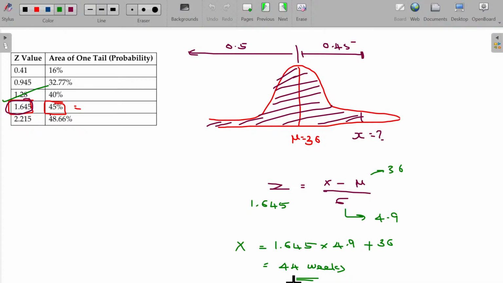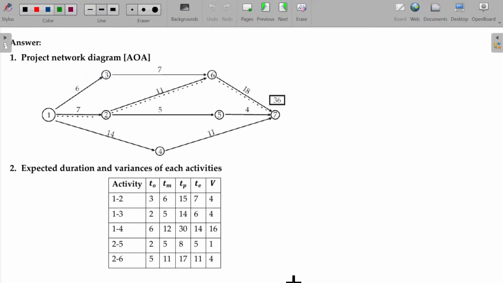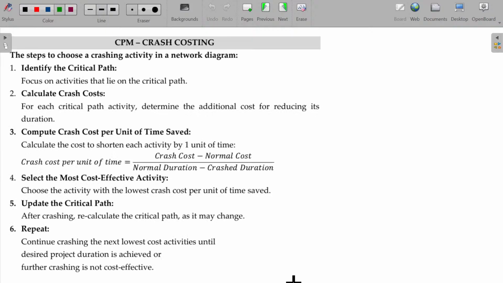What happens? I'll move on to the next one. So the next content is all about crash costing.